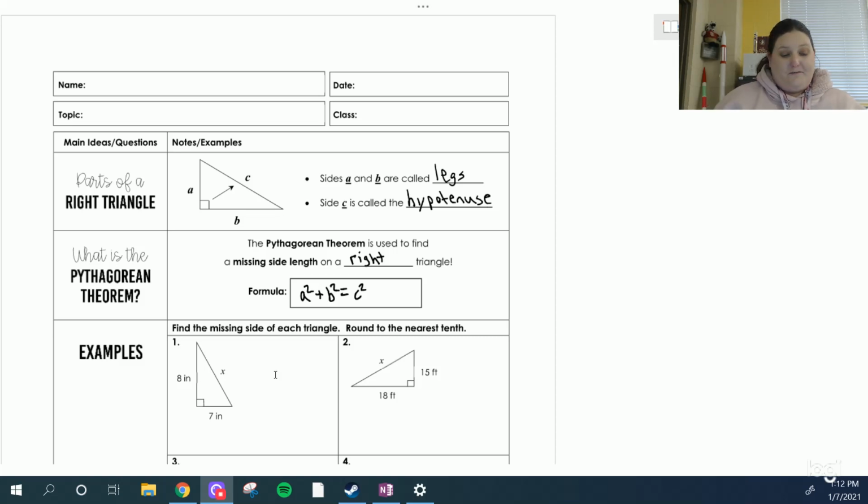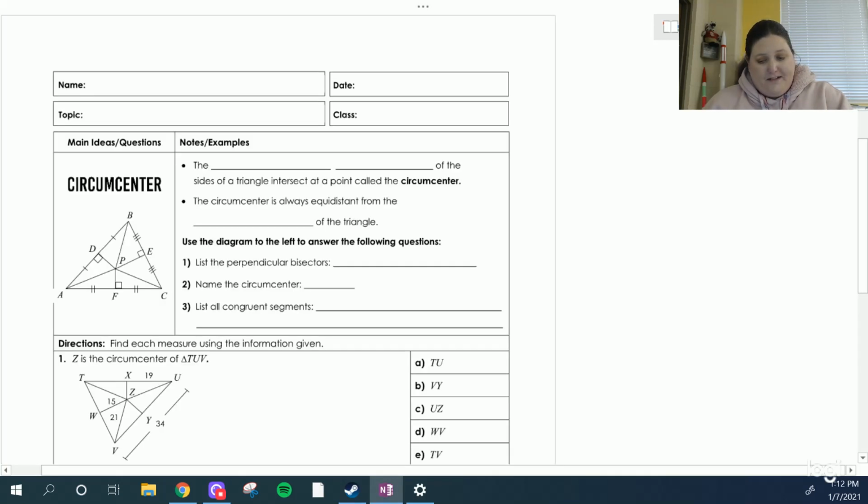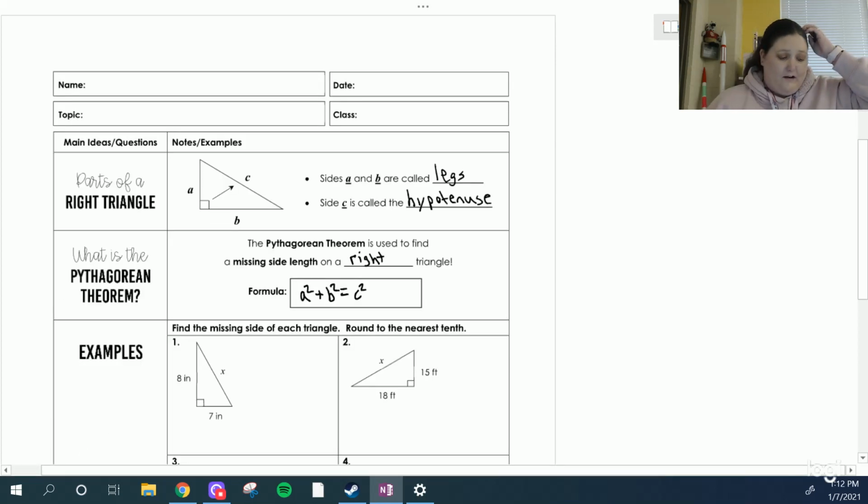Hello ladies and gentlemen, today I'm going to be going over three different things. I'm going to be going over Pythagorean Theorem, Circumcenter, and Incenter. So we're going to start with Pythagorean Theorem.